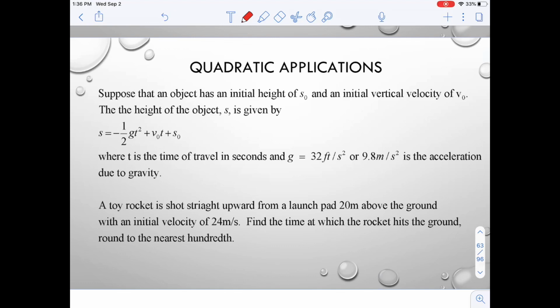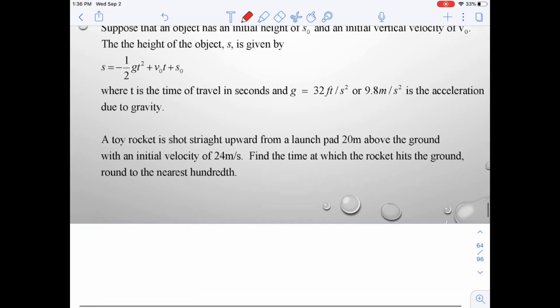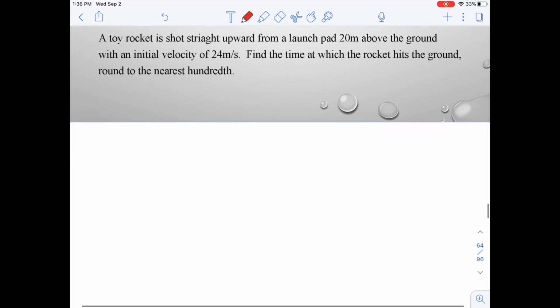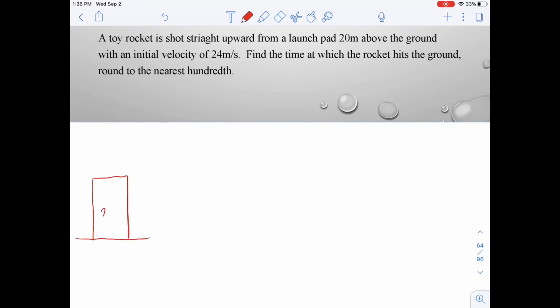So let's say I have a toy rocket that is shot up from a launch pad 20 meters above the ground with an initial velocity of 24 meters per second. So I've got a launch pad that's 20 meters above the ground. Right, so this here is 20 meters high. We're going to have a rocket that's going to be shot up in the air. It's going to do its thing, and it's eventually going to make its way back toward our ground.